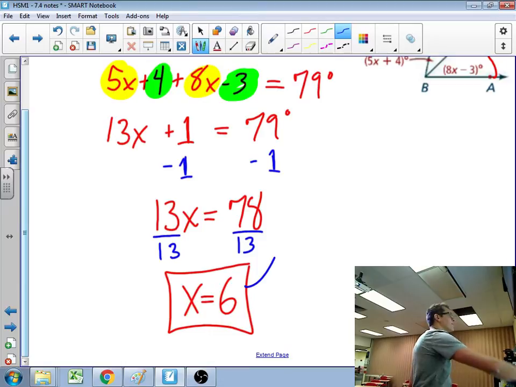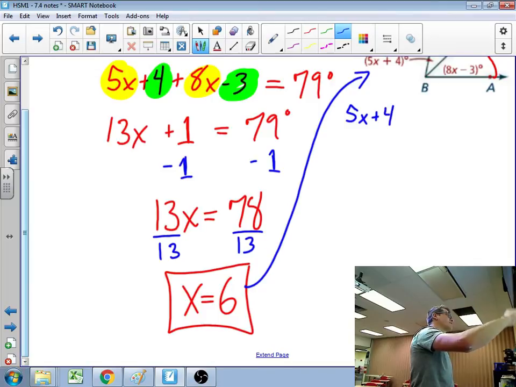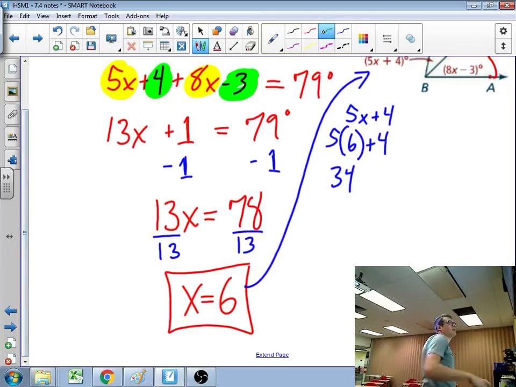So let's take it up here. We're going to plug it in. Let's do the small angle first. So 5x plus 4, but now that becomes 5 times 6 plus 4, which becomes 34. Gravity still works. That's a good thing.